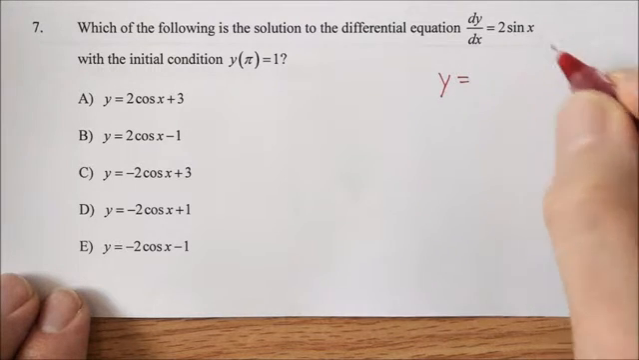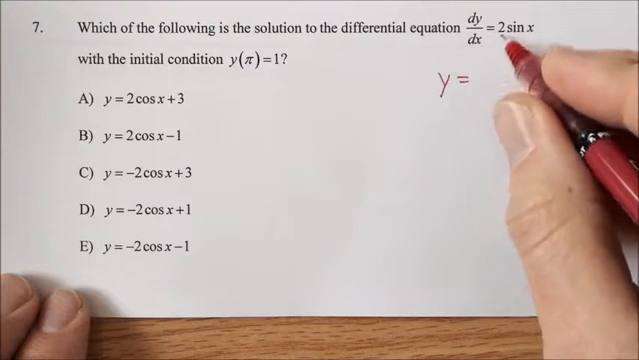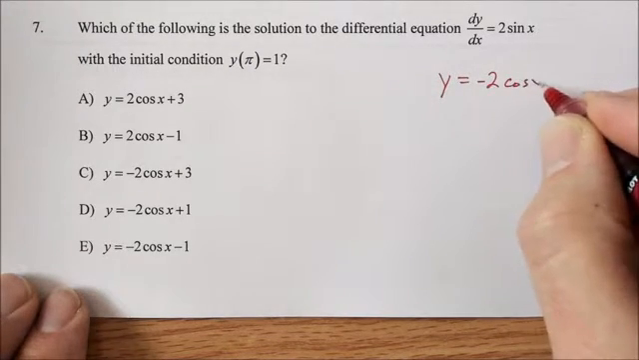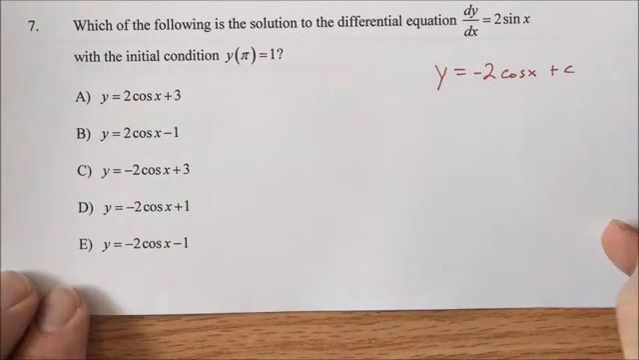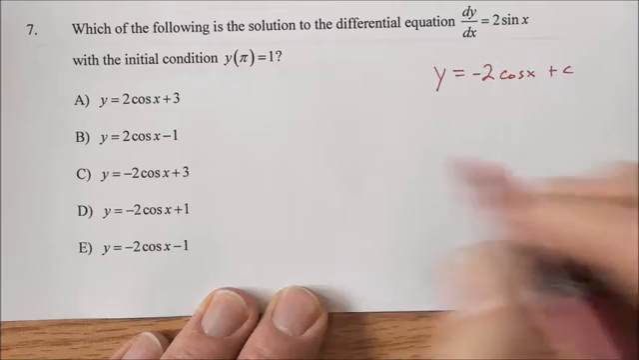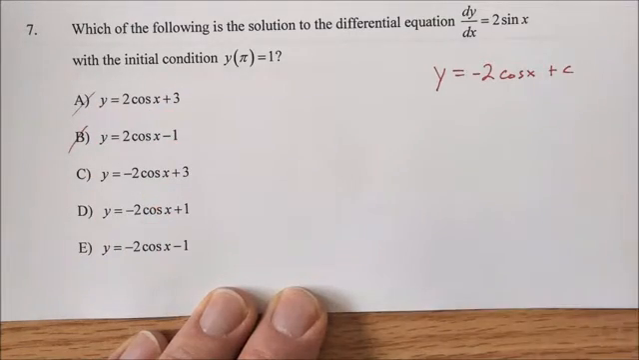And the antiderivative of sine is negative cosine. So what we end up with, our 2 will move down. Sine antiderives to negative cosine x plus c. And if we look at our 5 choices right away, we can eliminate A and B because we know we need a negative 2 cosine x. The question is, what is c?